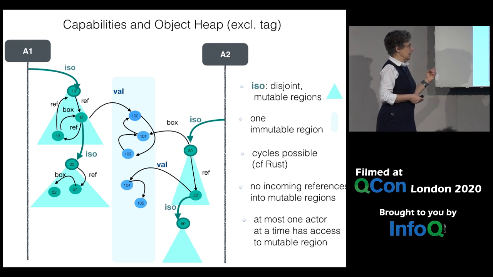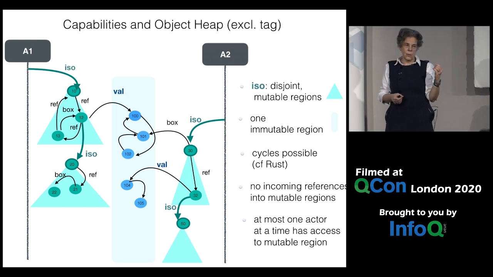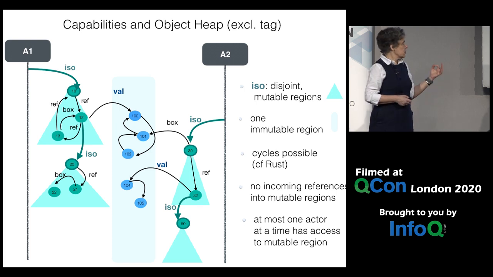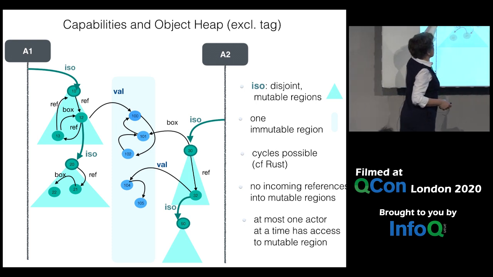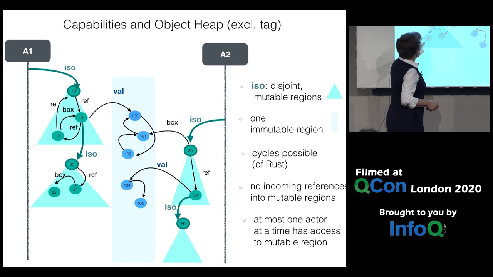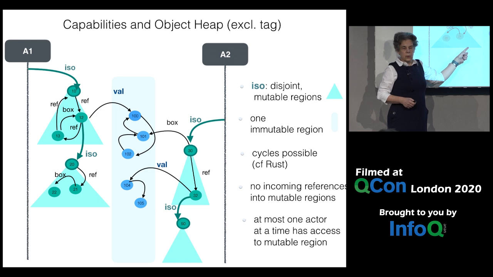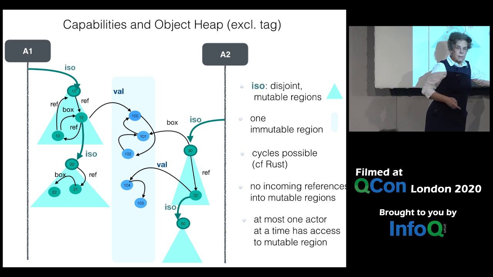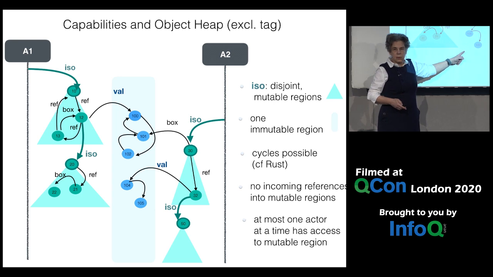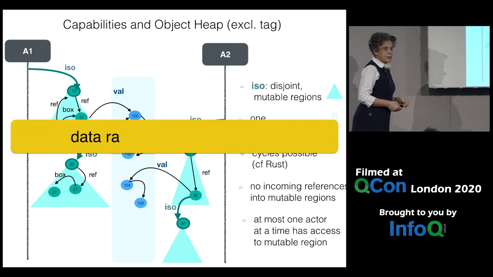And then what we see is there is at most one actor at a time that has any kind of access to the objects in a mutable region. So here A1 has access to the objects in that region and in that region, and A2 has access to the objects in that region and that region. So A1 can go in there and create more objects, modify objects, change what they're pointing to, perhaps even do garbage collection, and nobody else is going to be affected by that. And A2 can do the same. And they can both go inside the blue region and read stuff, but since all that is immutable, it's going to be safe. So what we have is data race freedom by construction.